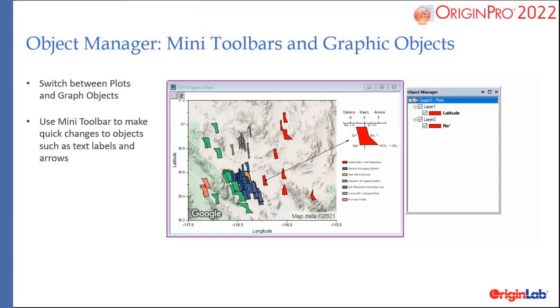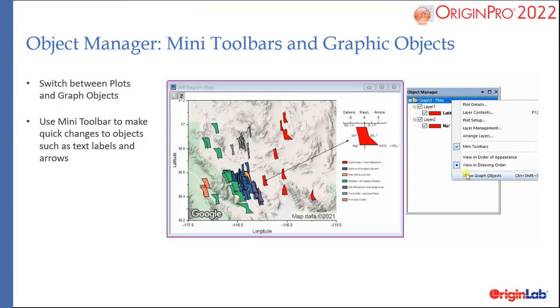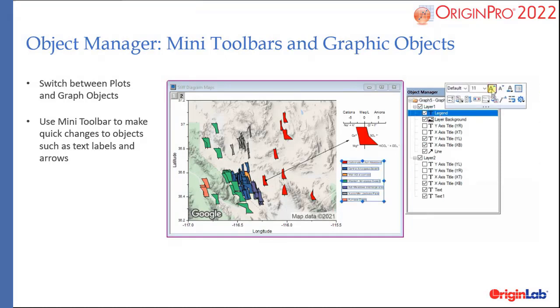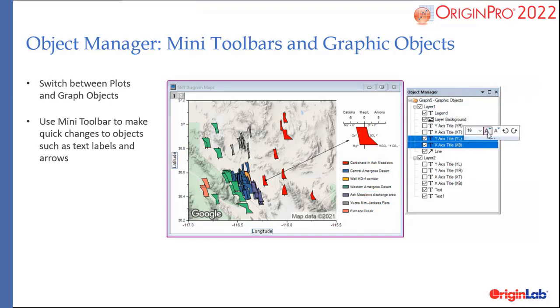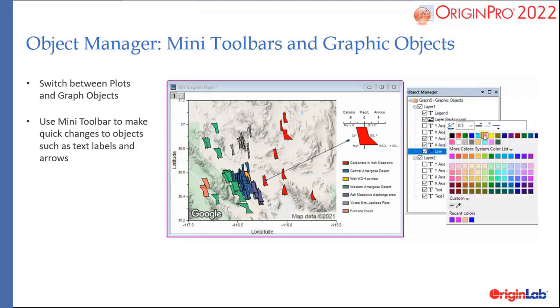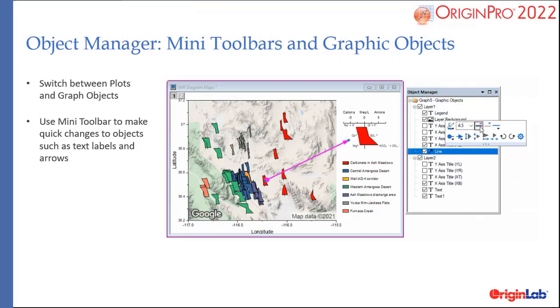Let's take a look at some of the key features in depth. So, the Object Manager can be used to view plots or objects in a graph. Then you can select objects such as legends or titles, and you can change their font, size, color, and so on. You can select objects such as arrows to change their thickness and color to make quick annotation changes to your graph without having to open dialogs. The mini toolbar pop-up provides all the key buttons frequently needed for modifications.